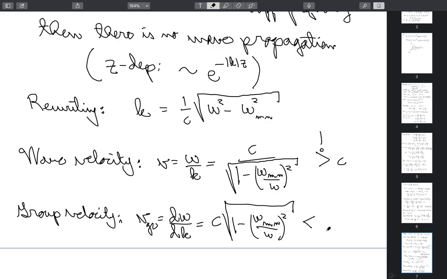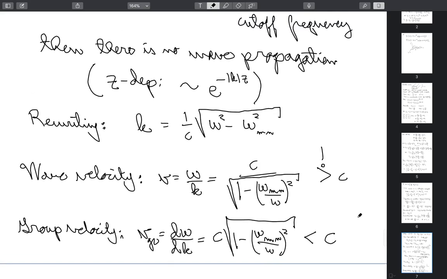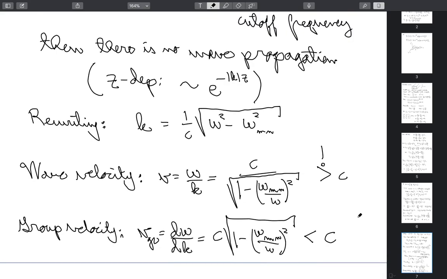And this is okay, it's less than c. Now, if you want the propagation, the physical propagation of physical objects really takes place at the group velocity. You have to think of a wave packet and essentially how you can transmit energy or information there.